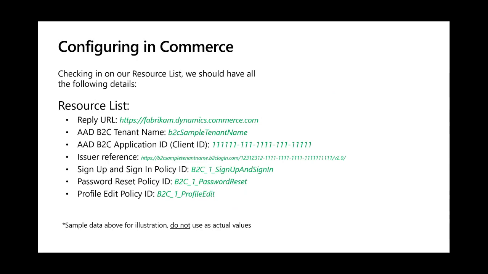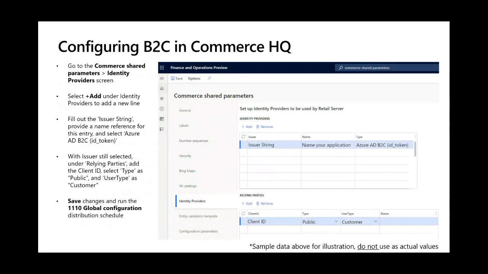You'll also see it prefixed before your b2c.login.com domain. It's the first part leading up to the period. So there's multiple ways to reference that tenant name. We've also collected the AAD B2C application ID or the client ID. We just collected the issuer reference. And then we have our different policy IDs as we created those different user flows. So now we can navigate to Dynamics HQ and do that configuration for this B2C tenant.